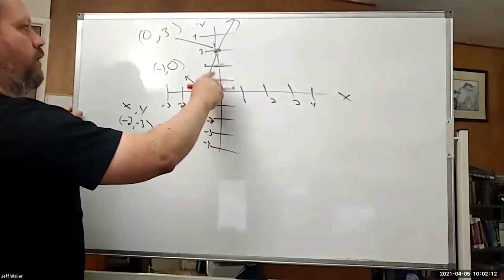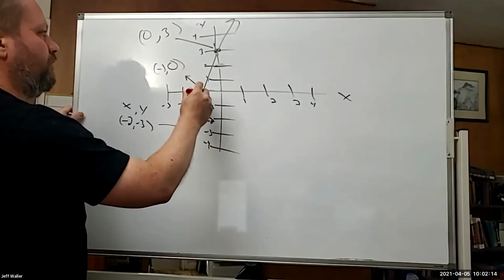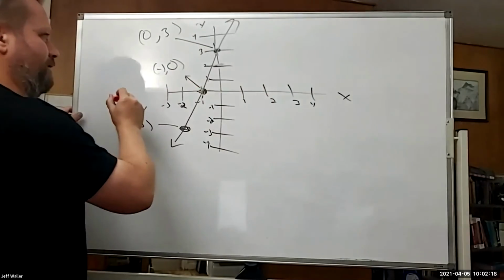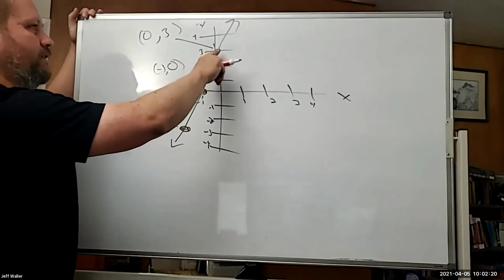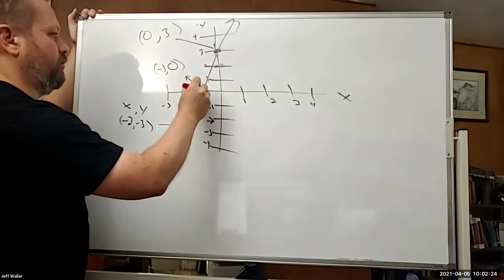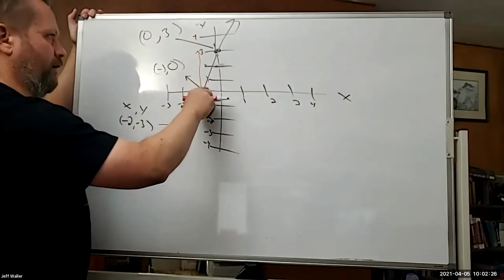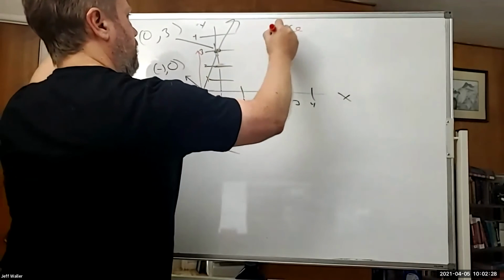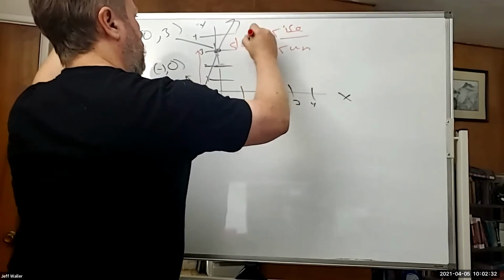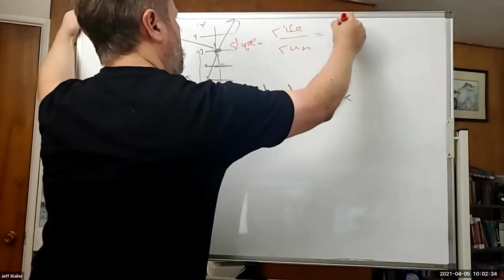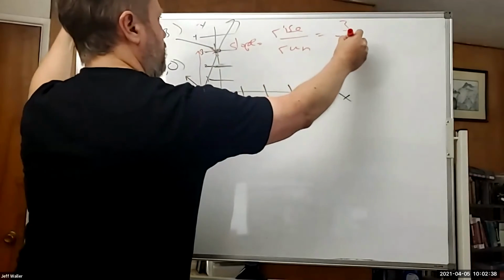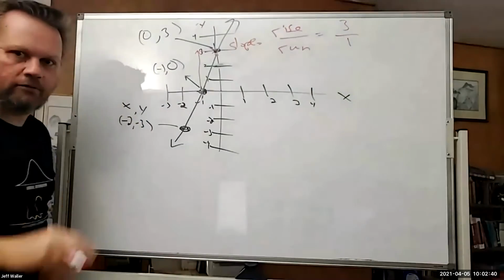So I can only drive north, south, and I can only drive east, west, right? So how do I get to that point from this point? How much do I drive up? 3. So I rise 3 over run, that's our slope. I have to run 1. So the slope here is 3.